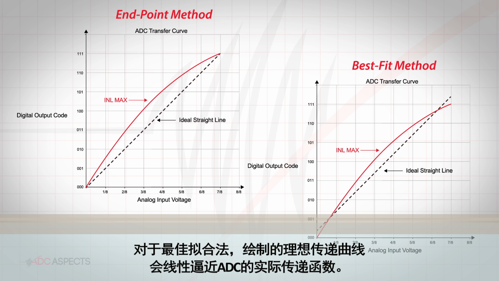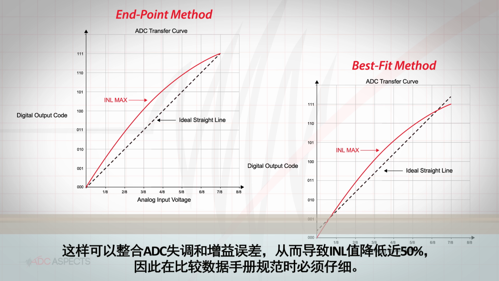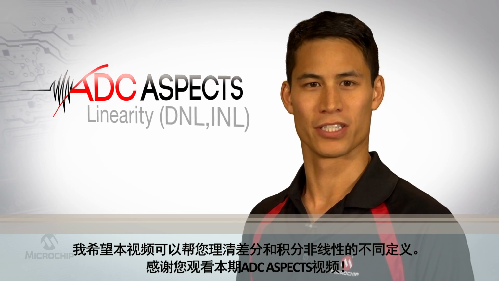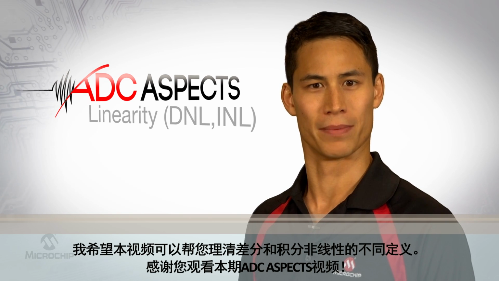For the best fit method, the ideal transfer curve is drawn as a close linear approximation to the actual transfer function of the ADC. Doing so incorporates the ADC's offset and gain errors and results in nearly a 50% lower INL value. So care must be taken when comparing datasheet specs. I hope this clears up the different definitions of DNL and INL you may come across.